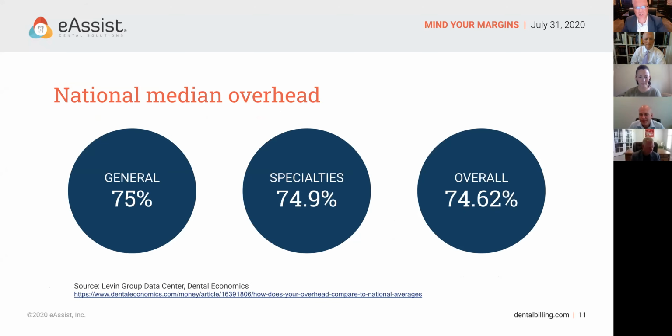Okay, with that understood, what we've learned from materials, and you can see the source here, is that most dental practices run at a 75% overhead. You can see they're claiming the specialties are 74.9. I'm not sure I believe that. Your practices are probably somewhere in between 50 and 75% or 60 and 75%.